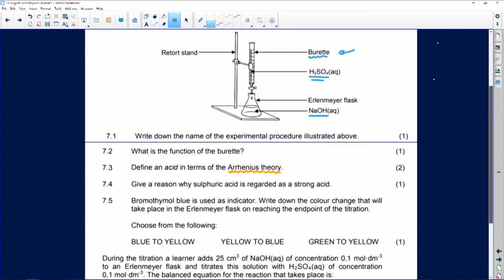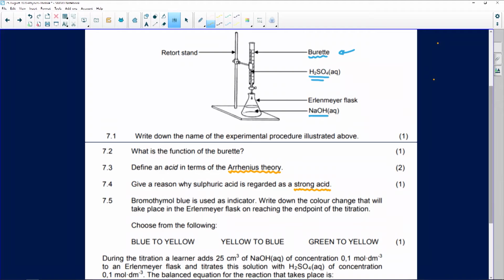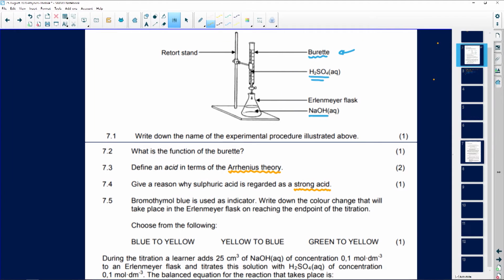7.4 is asking us, give a reason why sulfuric acid is regarded as a strong acid. Now, I want to take you back to grade 10. In grade 10, we learned about the properties of acids and bases. We said acids are strong because they're corrosive, they can eat through flesh and all that stuff. And then in grade 11, we were talking about something being strong or weak because it ionizes or dissociates completely. Now, when we talk about sulfuric acid, it is a strong acid because it does one of those. So it ionizes completely. And this is only for 1 mark again. So let's answer this one.